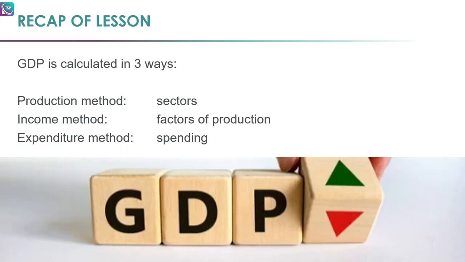Right, then just to recap what we've done today, we've looked at the three ways in which GDP is calculated, and I said to you at the very beginning, you need to remember the word PIE. That is your production method, where we look at the sectors of the economy; the income method, where we look from the factors of production perspective; and the expenditure method, where we look at the amount of money being spent by the different participants within the economy, right?